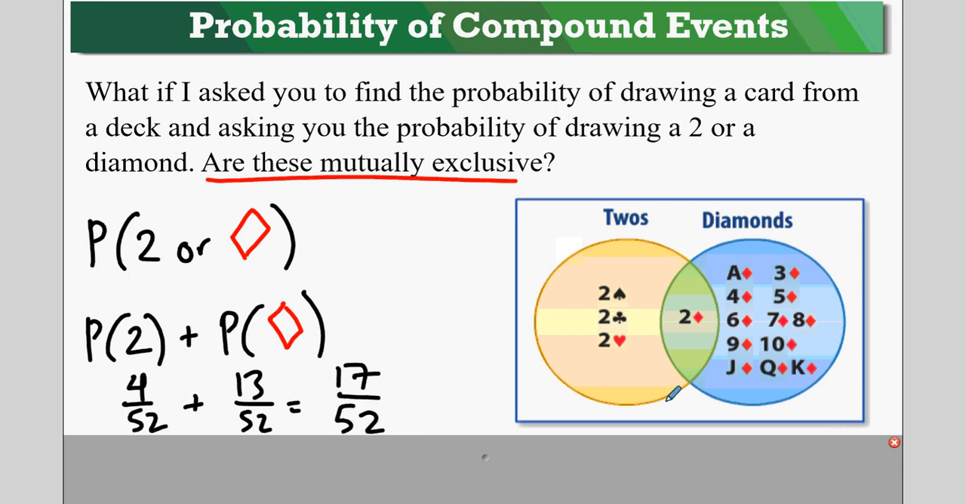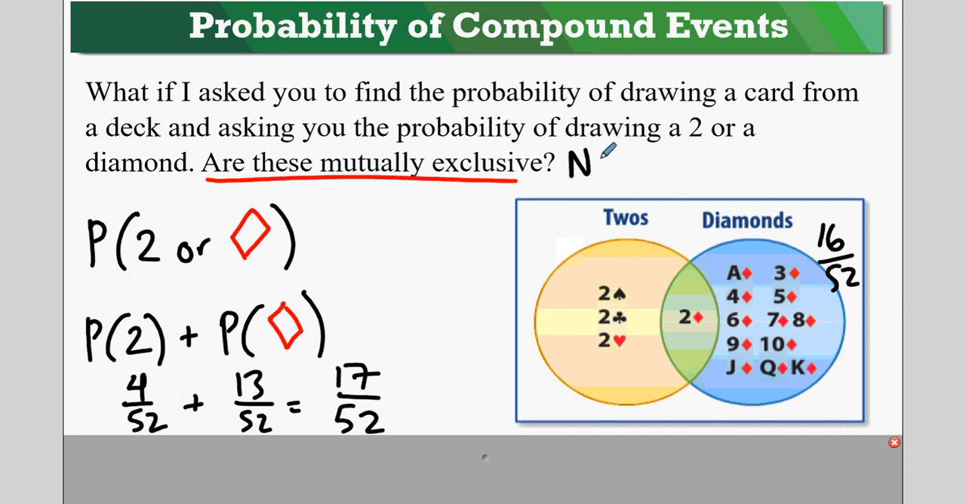But let's draw the picture and actually see. How many cards in the deck are a 2 or a diamond? Well, there's 1, 2, 3, 4, 5, 6, 7, 8, 9, 10, 11, 12, 13, 14, 15. There's only 16. So why is it that if I draw the picture, it says 16 out of 52, but when I add, I get 17 out of 52? And the reason is because of this overlap.